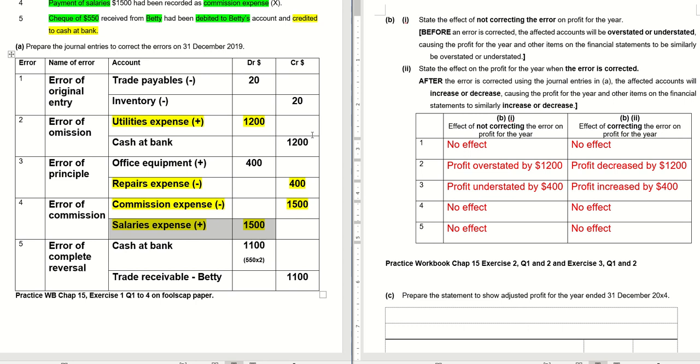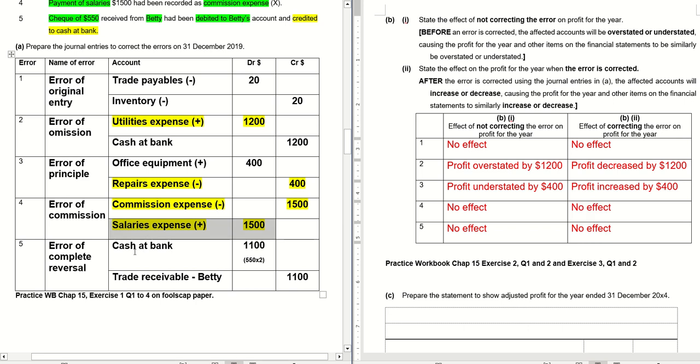And because they offset each other, even if you don't correct the error, there is no effect on the profit for the year. And even when you do correct the error, there is still no effect on the profit for the year. But can you not correct? You cannot leave the error uncorrected because there was a wrong classification of expenses.